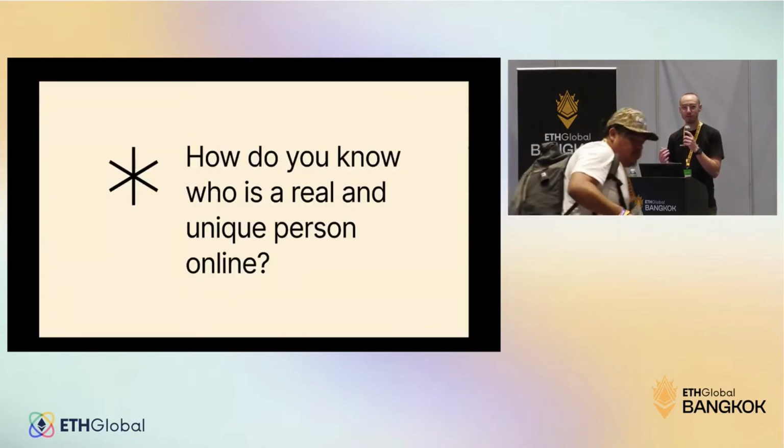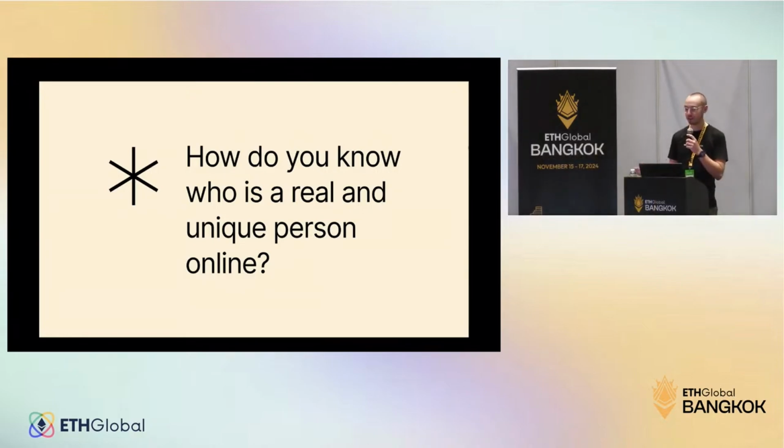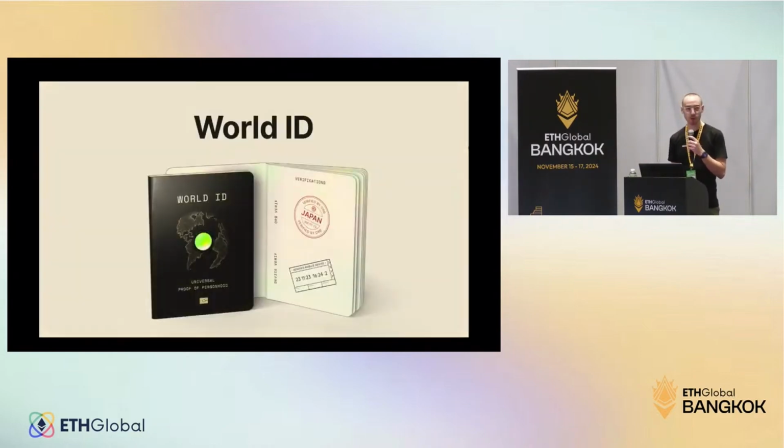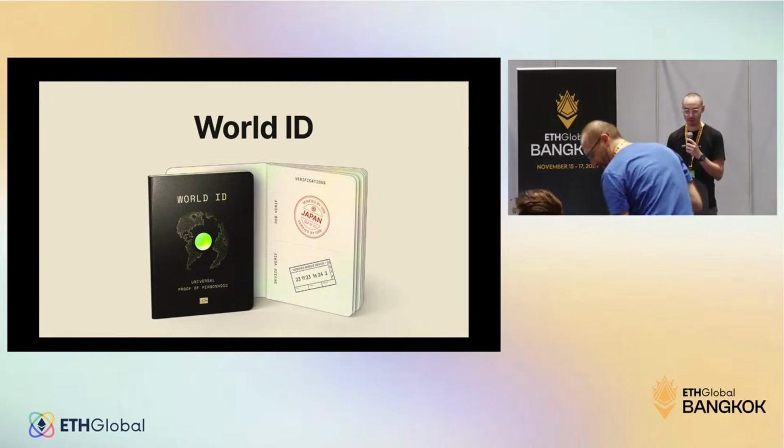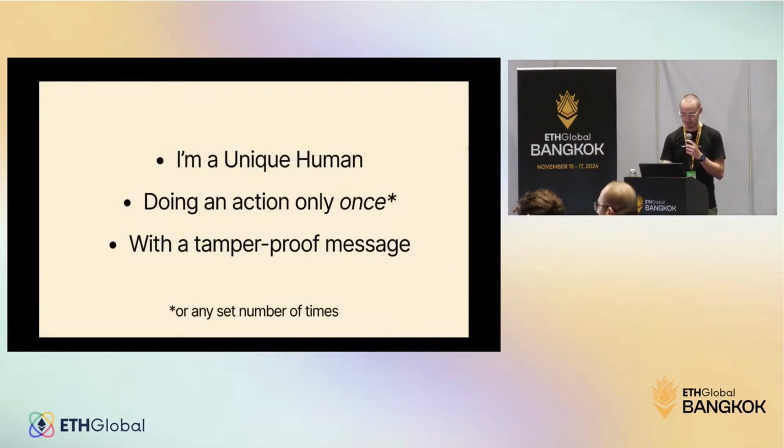So we have this one really big, important question here. How do you know who is a real and unique person online? You might think about CAPTCHAs or things like that, but it's really hard to solve this problem in a really powerful, strict way. But that's what we built World ID for. World ID is our proof of personhood protocol, letting your application know that this user is a real human with only one account, but with that user not revealing anything about which real human they are, right?